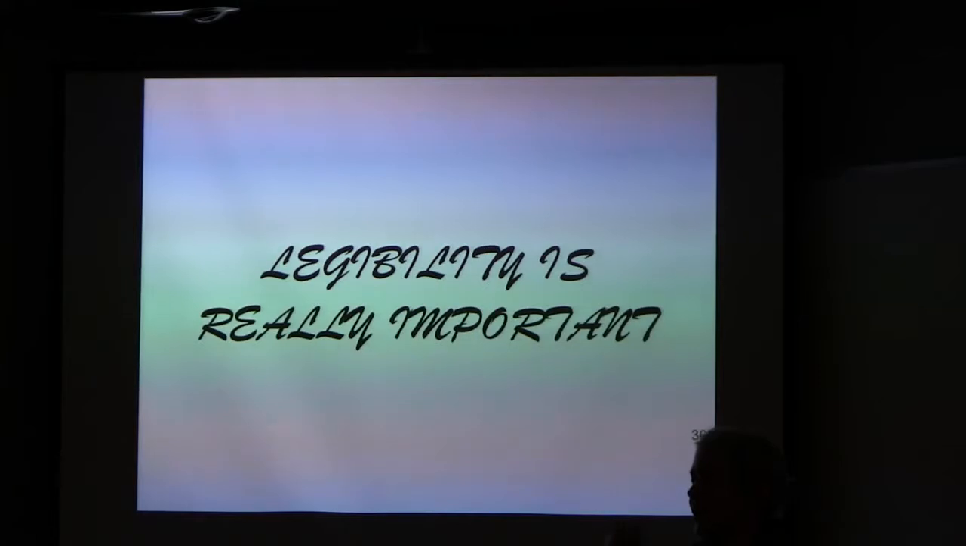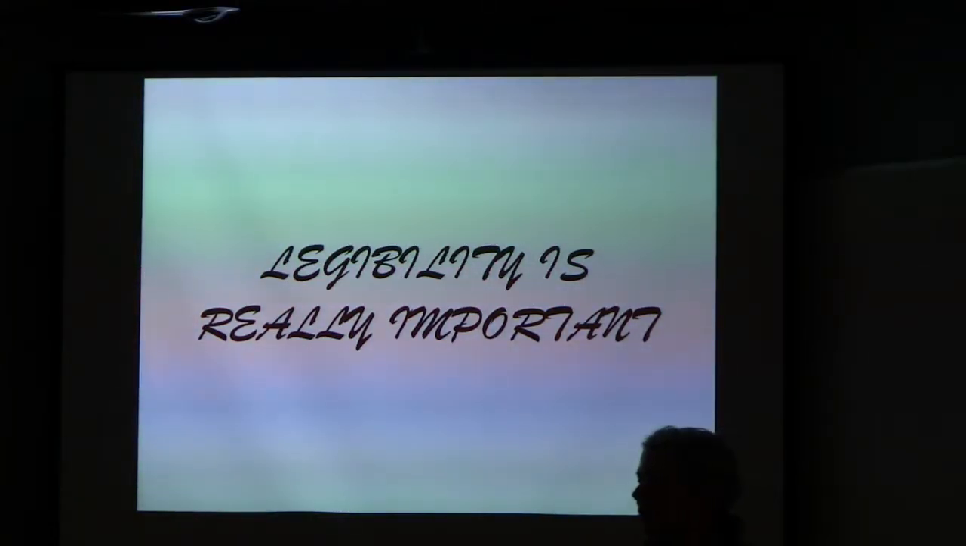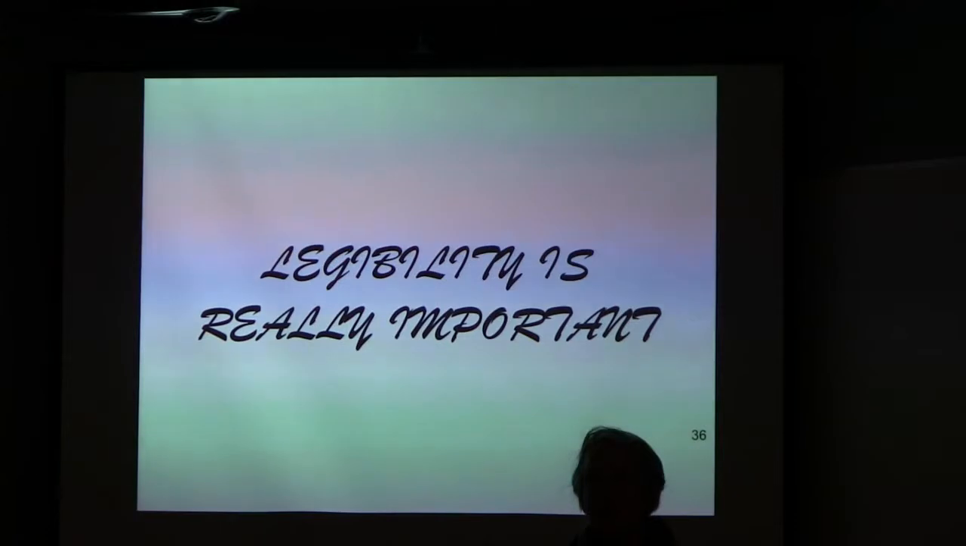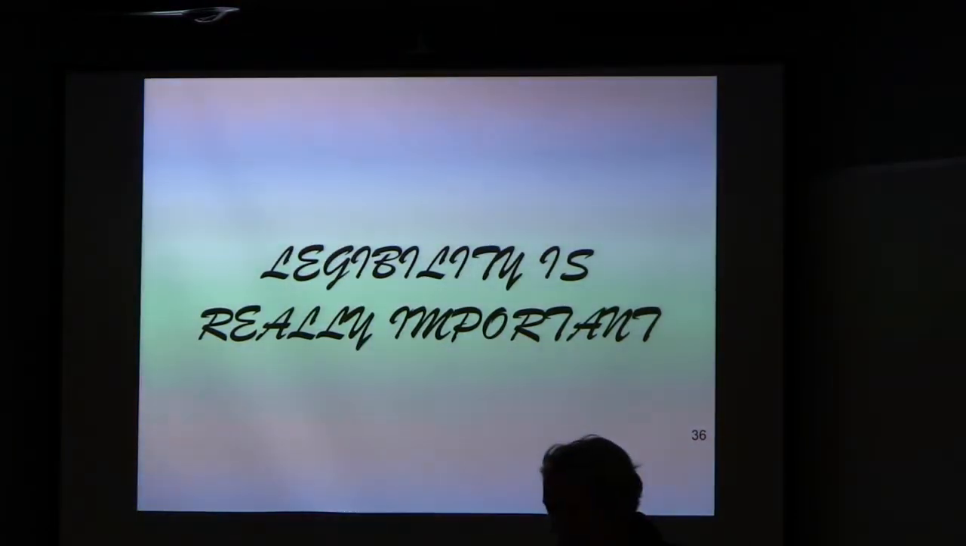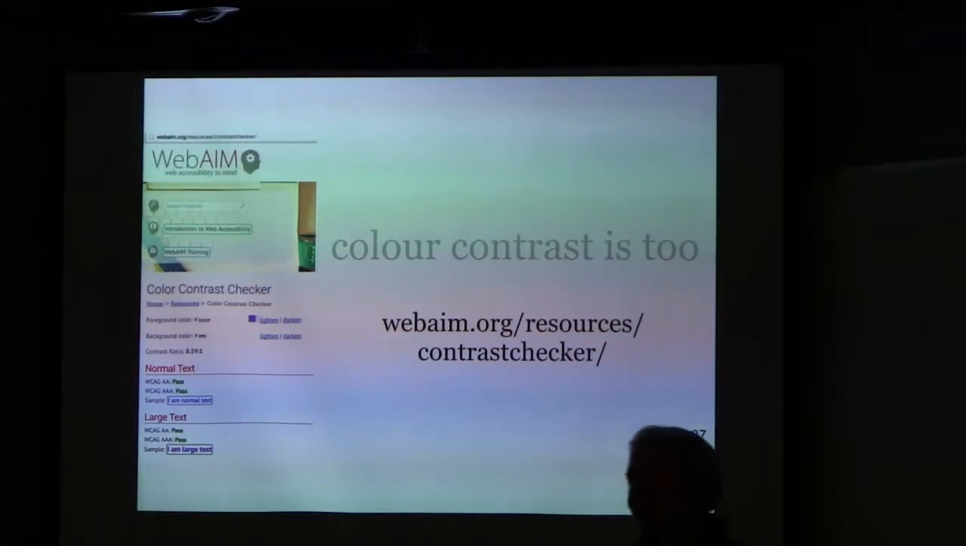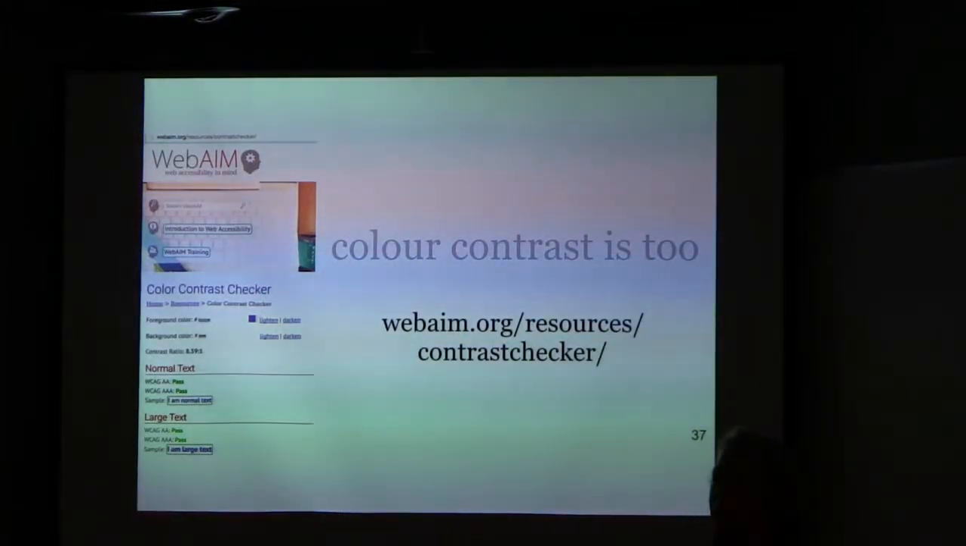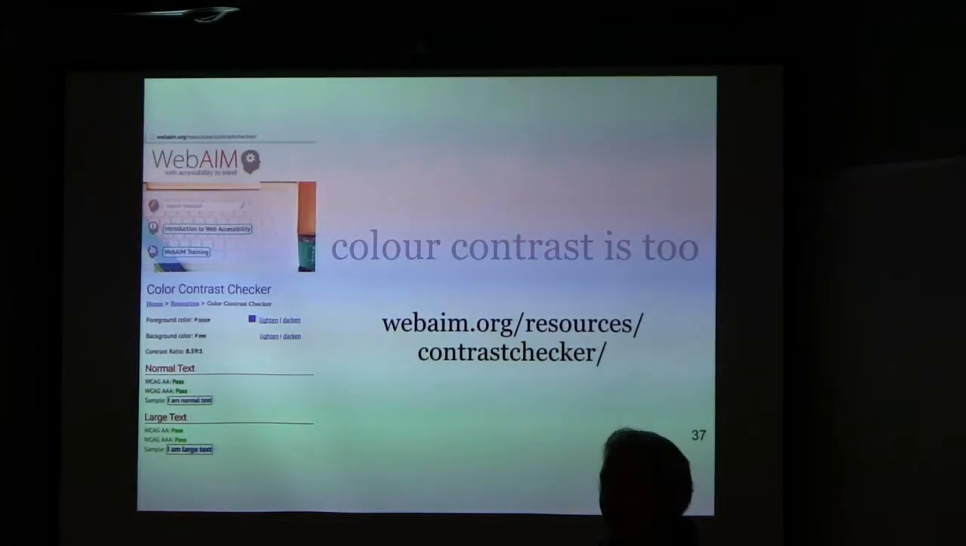Legibility is really important in case you can't read that. And there's so much to say about legibility, I'm not even going to start. Color contrast is very important, and it's one of the very checkable things. So you want a contrast ratio of at least 4.5 to 1. And it is amazing: if you have good eyesight, you think you've got good contrast, but you really don't. And as you get older, more and more people have difficulty with contrast.